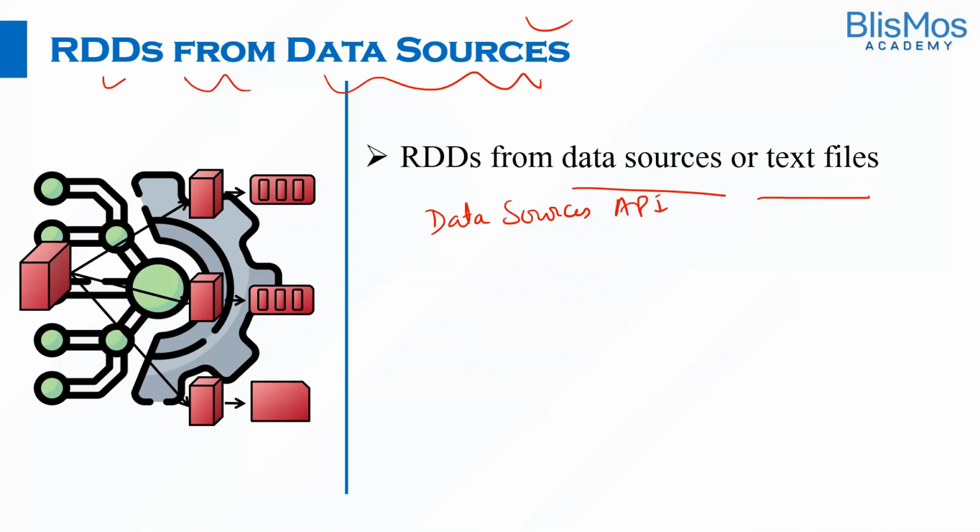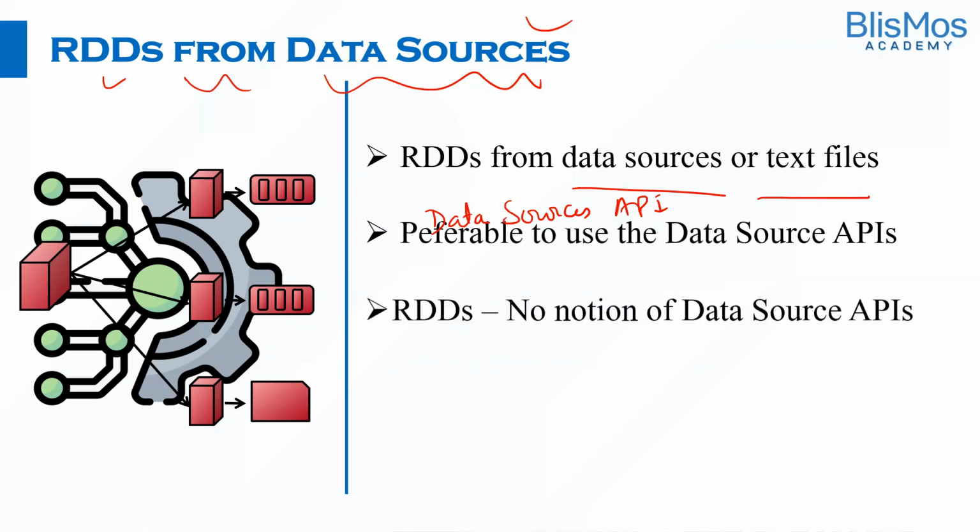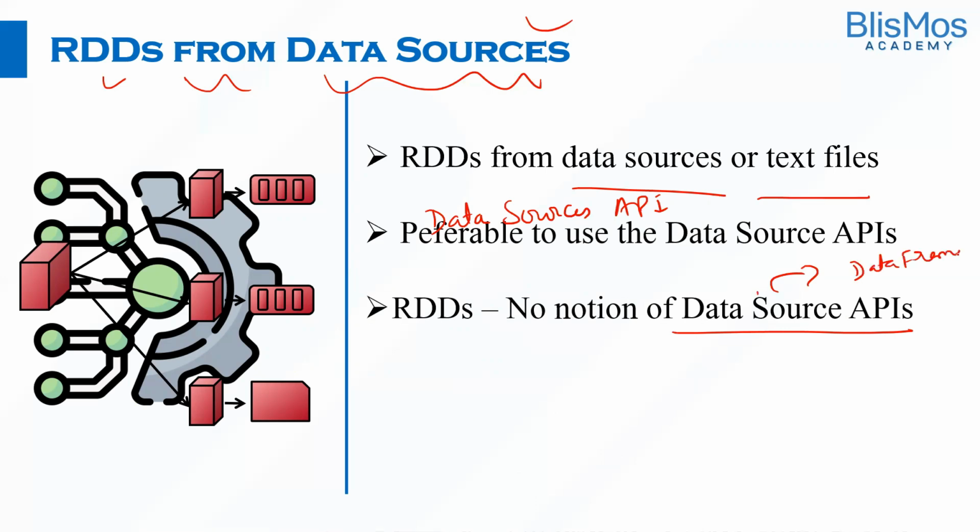What do I mean by that? See, RDDs do not have any notion of the data source APIs. Data source APIs are for data frames and structured APIs. The data frames or structured APIs use the data source APIs to read the data and create the data frames. Data source APIs are used to create the data frame by reading the data from different sources. So RDDs do not have any data source APIs.